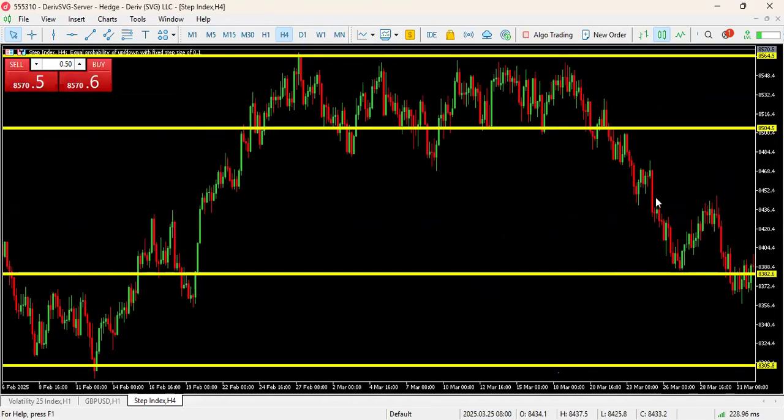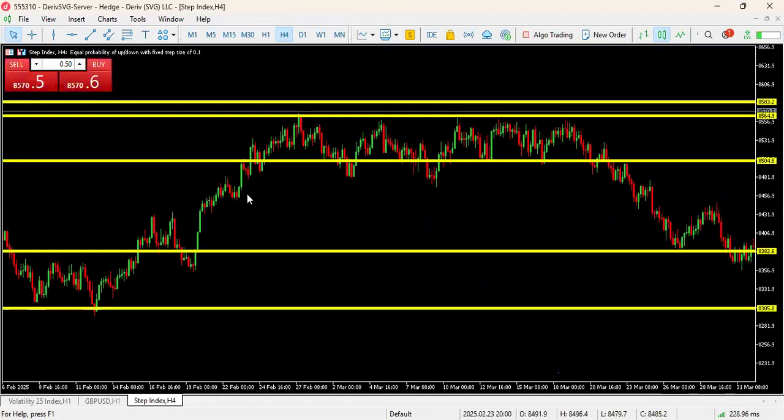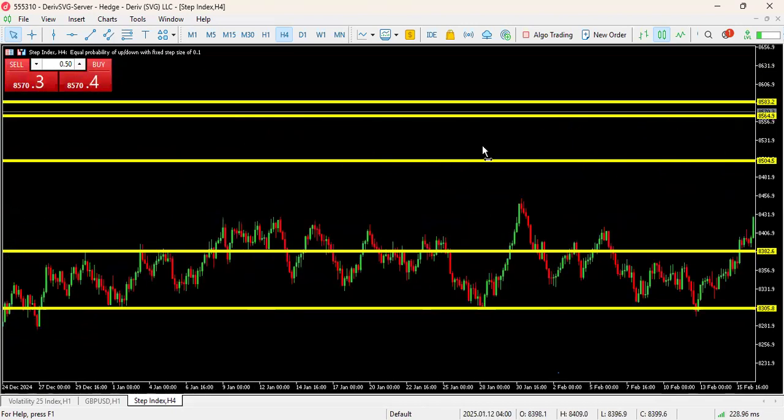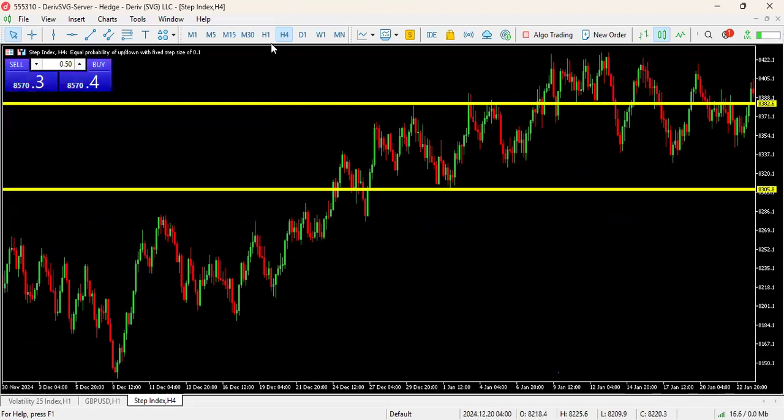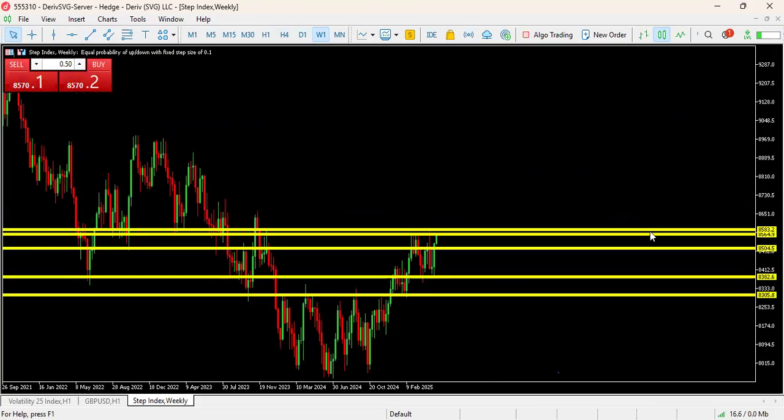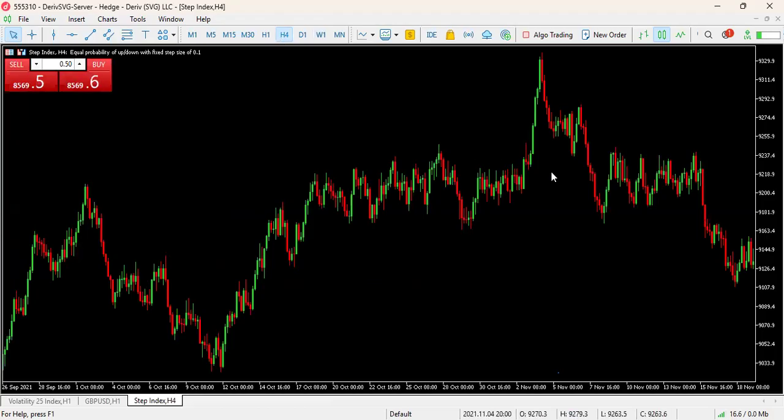Let's go back. If price reacted in the past, let's see, let's even see the weekly time frame. Okay, that place is of course a zone. So we expect price to react on that zone. So watch out for price reaction.